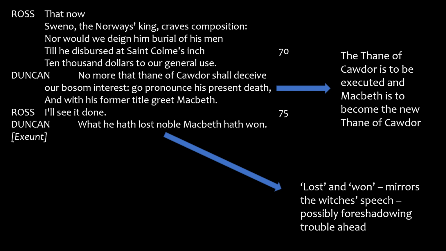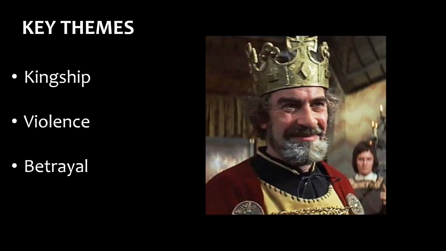As with this last line as well, Duncan says, "What he hath lost, noble Macbeth hath won." Lost and won. Those directly mirror what the witches said in the first scene, Act 1, Scene 1, which you could say is foreshadowing trouble ahead.